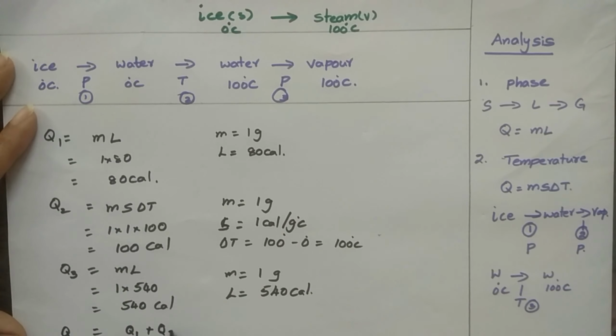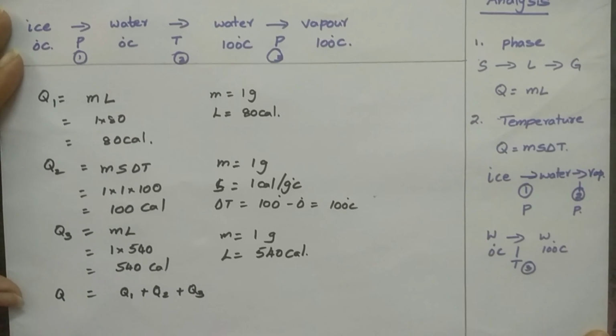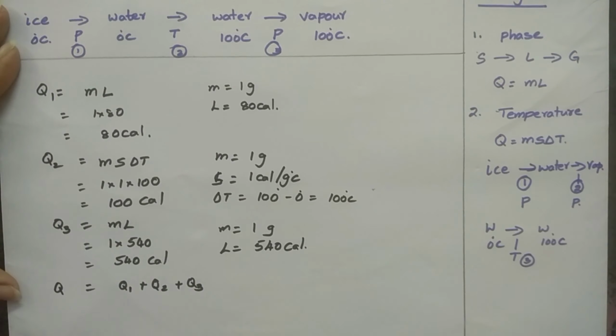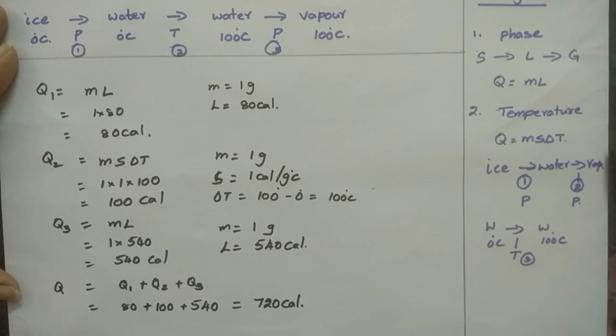Total heat is equal to Q1 plus Q2 plus Q3. That is equal to 80 plus 100 plus 540. Total gives rise to 720 calories. Just remember two things: phase change, temperature change.